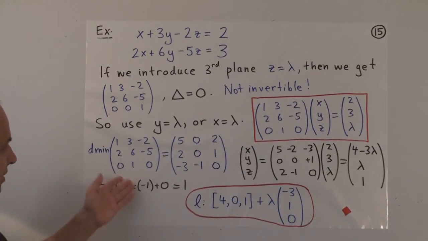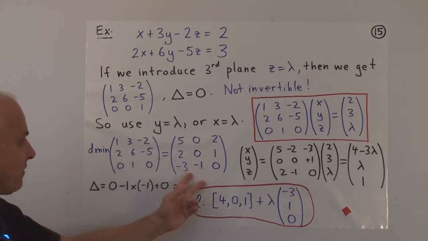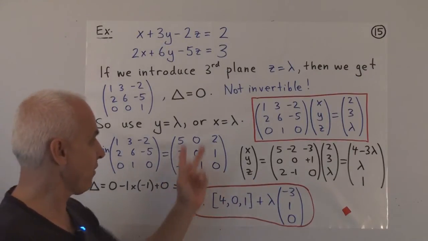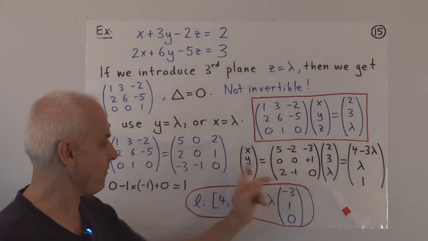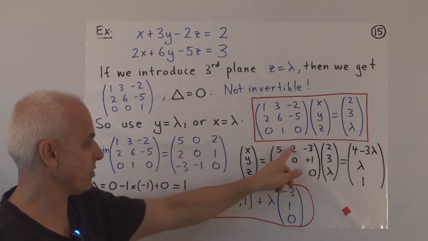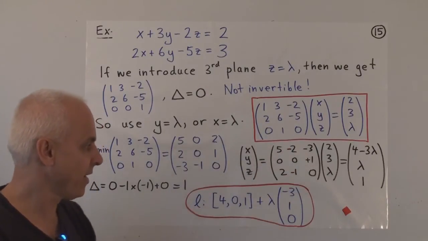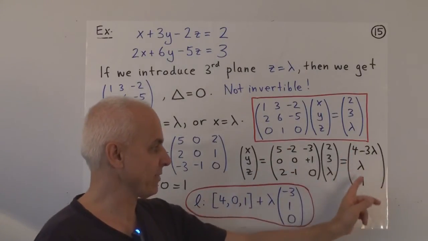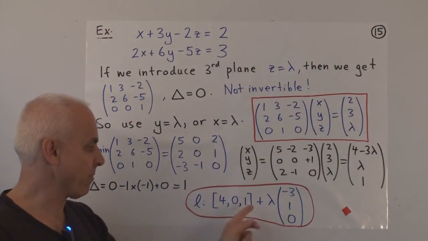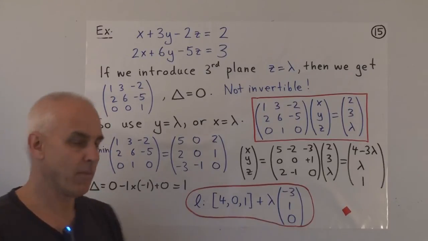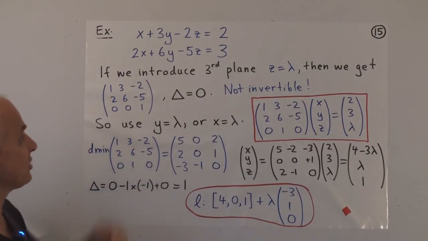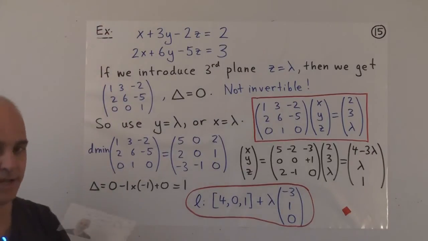Okay, you can check then, going through the same story. There's the determinant of that matrix. The determinant is 1. The inverse of our original matrix is right there. I've multiplied both sides by the inverse, obtained from this by taking a transpose and multiplying by minus 1s. Then we multiply through, we get 4 minus 3 lambda, lambda, 1. We separate that out, 4, 0, 1 plus lambda times minus 3, 1, 0. We do get a line, the line of intersection or the meet of those two planes.